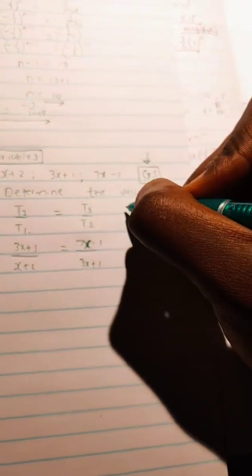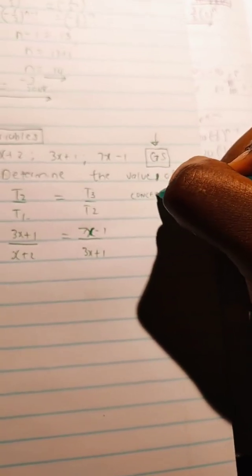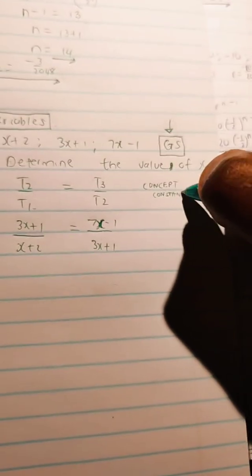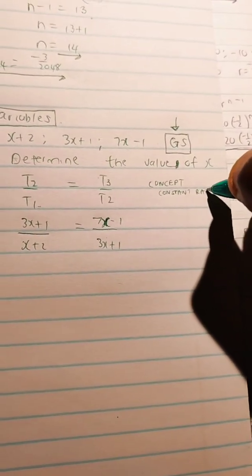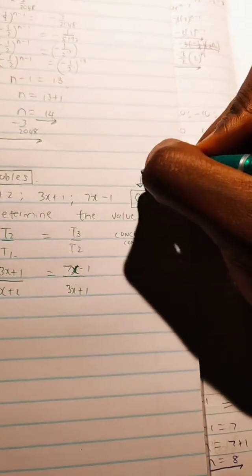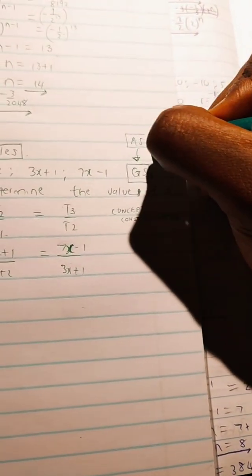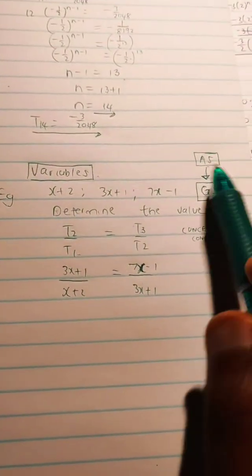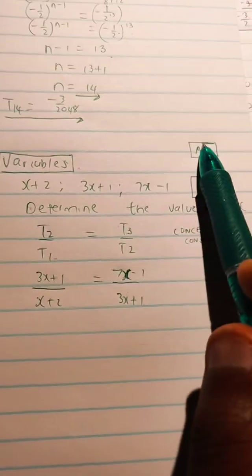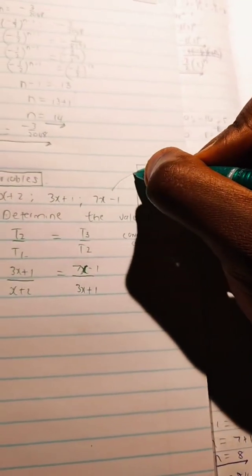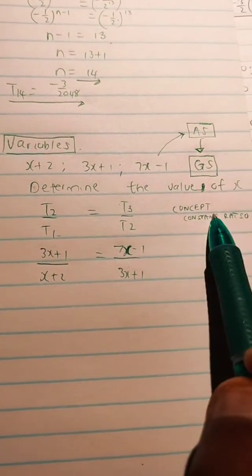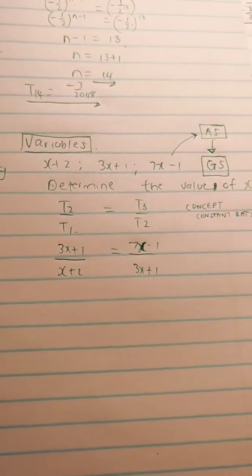Okay, so there's the concept. The concept of constant ratio is used. Why? Because we are told that the sequence is geometric. Had the sequence been an arithmetic sequence, AS, not GS, what concept would we have used here to find the value of x? If the sequence was an arithmetic sequence, what concept would we have used to calculate the value of x?